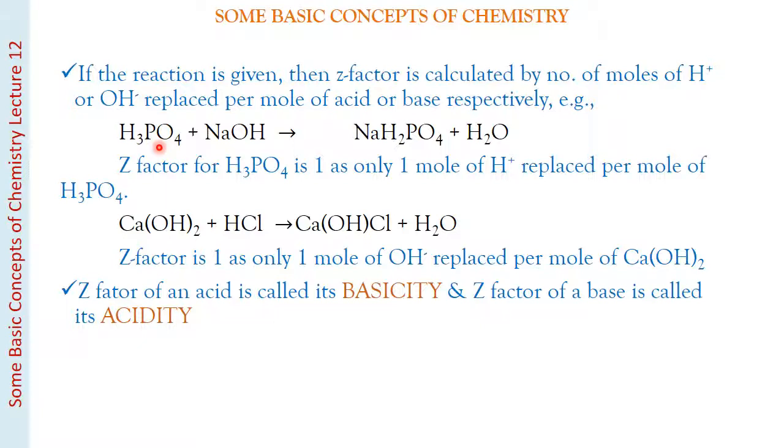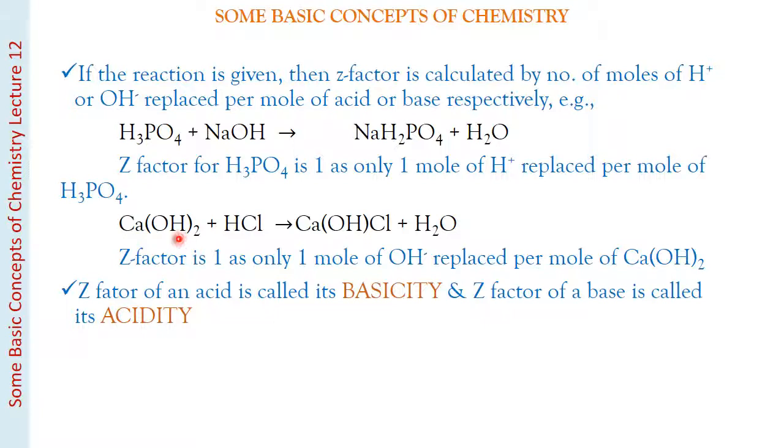But now when you see the reaction, what is happening here is that we have replaced one of the H ions of H3PO4 by sodium. This is NaH2PO4. It is not forming Na3PO4. So here we have replaced only one H ion with the sodium. So the Z factor for H3PO4 would be 1 and not 3, as only 1 mole of the H ion is replaced per mole of the acid.